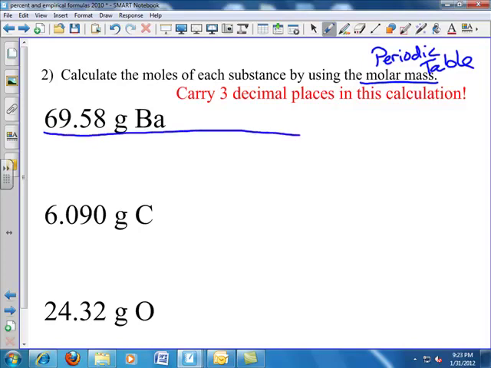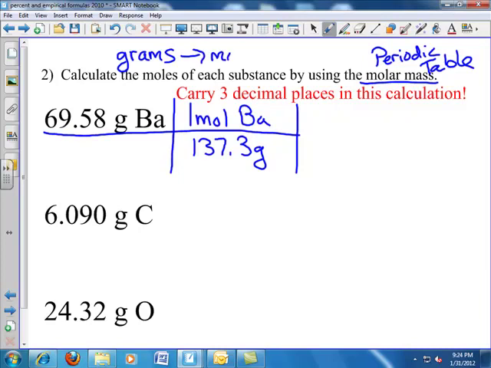So I'm going to go to the periodic table and find the molar mass of barium. The molar mass of barium is 137.3 grams, so 1 mole of barium is 137.3 grams. What I'm doing is making a conversion from grams to moles, and this is what you did in the very first VodCast. We converted grams to moles. In fact, this is simpler because we're just using one particular element. When I do that, grams cancel, and this comes out to be 0.507 moles of barium. We're going to do that with all of these.